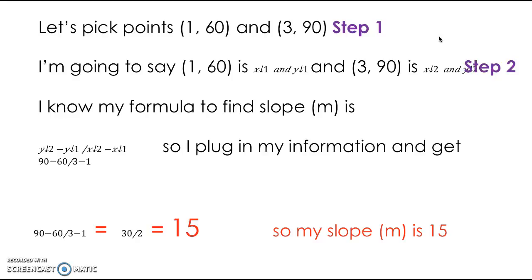Well, you and I both know that you can find the slope of 2 coordinates by using the slope formula. Slope formula says y2 minus y1 divided by x2 minus x1. So I have labeled y2 and y1 and x2 and x1. So the way I would write it would be 90 minus 60 divided by 3 minus 1.